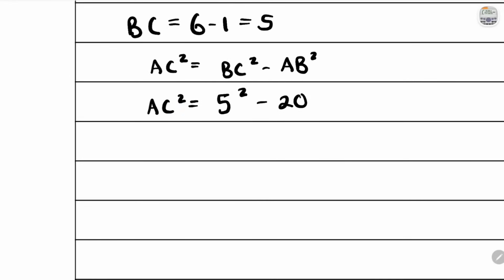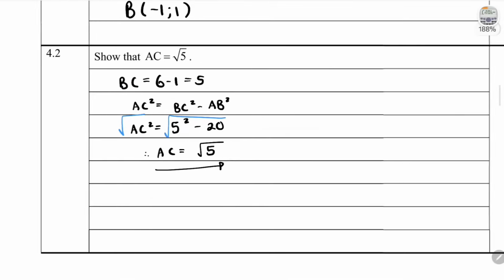So if you square root both hand sides, we will find AC. Therefore, AC is equal to, that's 25 minus 20, which is 5. And that is the square root of 5. And that is our answer.